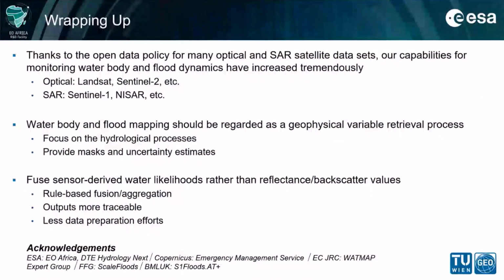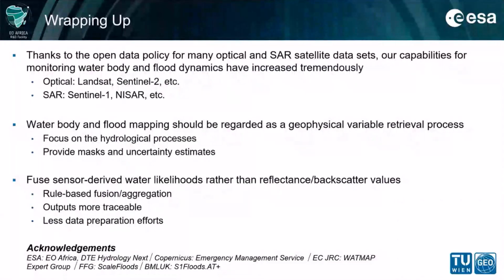I would advocate that we should get rid of our idea that we do a classification of water bodies, but I would urge to regard water features as a dynamic hydrological process that can change very quickly. So the water body and flood mapping, from my point of view, should be regarded as a geophysical variable retrieval problem that also provides mass and uncertainty estimates, and not just tell us where water is observed or not.